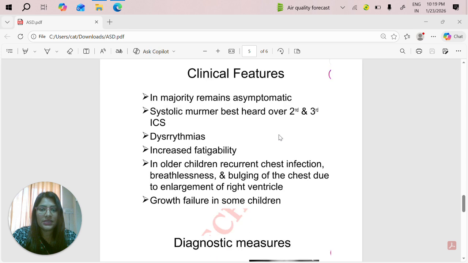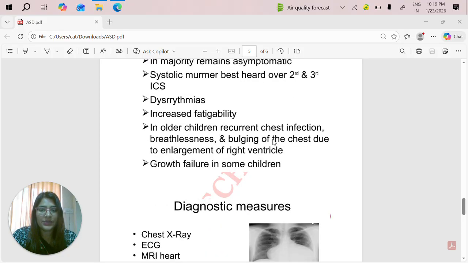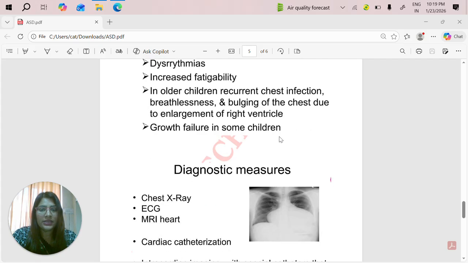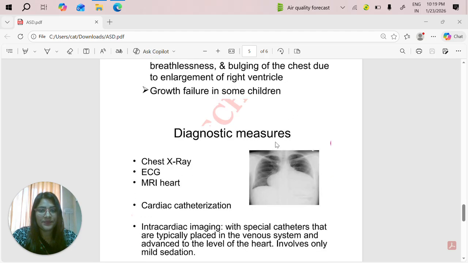The clinical features: the majority remain asymptomatic. Systolic murmur best heard over the second, third intercostal space. Dysrhythmias, increased irritability. In older children, recurrent chest infection, breathlessness, bulging of the chest due to enlargement of the right ventricle, and growth failure in some children, which is called failure to thrive.